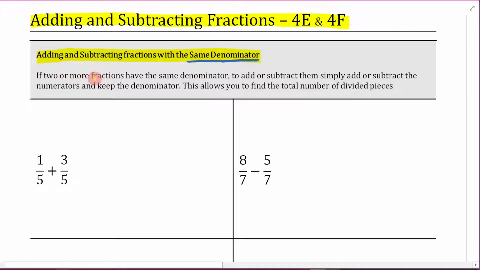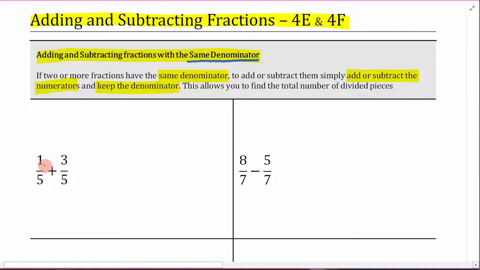It says if two or more fractions have the same denominator, to add or subtract them, simply add or subtract the numerators. Keep the denominator. This allows you to find the total number of divided pieces. Okay, let's jump straight into an example here.